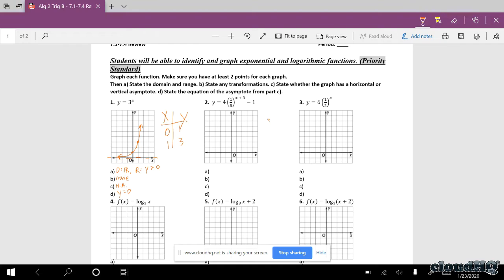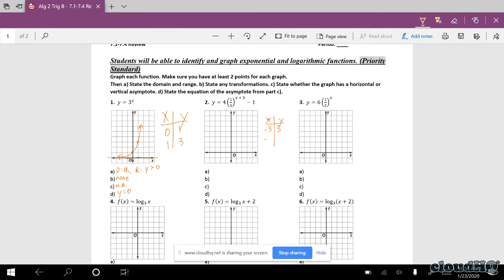Number 2, my goal is to have an exponent of 0. I would have to have an x value of -3 to make that happen. If I have a -3 up there, my exponent's 0. 1/5 to the 0 equals 1. So 4 times 1 is 4, minus 1 is 3.